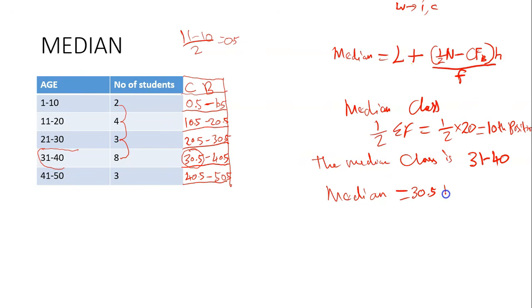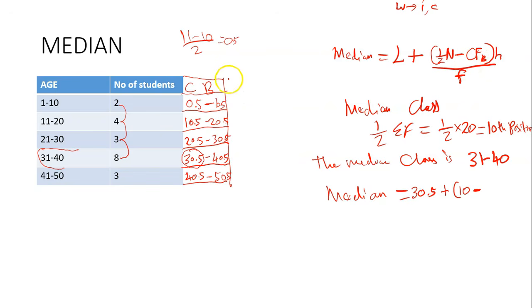Okay. Then plus into bracket. 1 over 2n is the same as 1 over 2 times sigma f. Okay. And it gave us 10, so we substitute n there. 1 over 2n is the same as 1 over 2 times sigma f. So we substitute 10 here. Minus CFB means cumulative frequency of the class that comes before the median class.